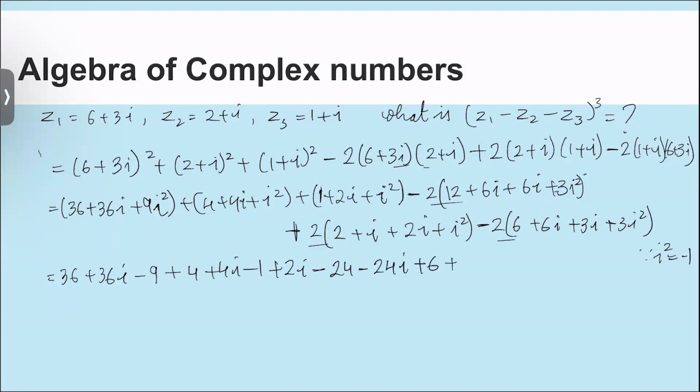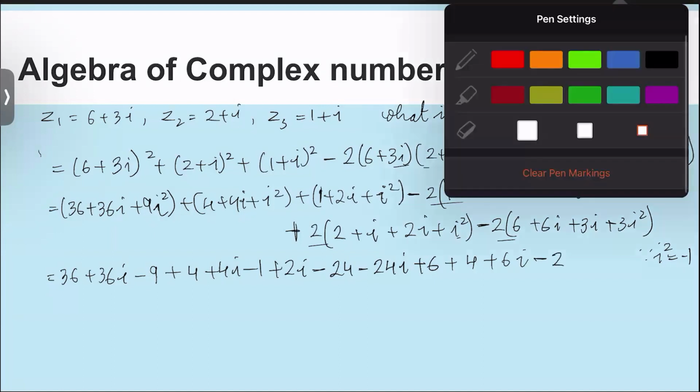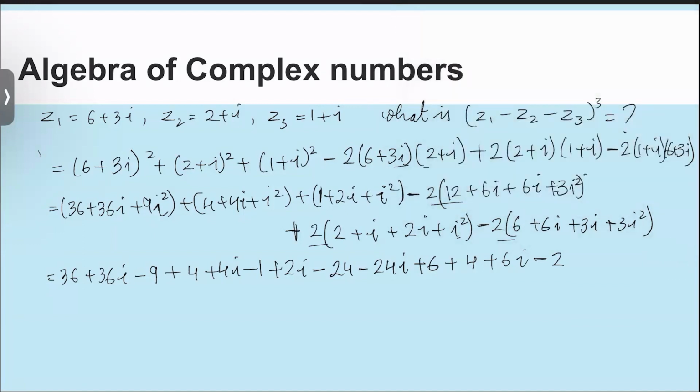Then you have 4, then this is 3i, so plus 6i, and this is minus 1, so you have minus 2. So over here you have minus 12, and this is 9i, so minus 18i, and this becomes minus 3, so minus 3 minus 2 is plus 6.